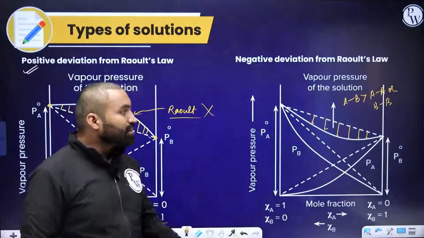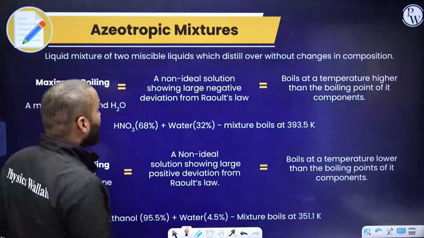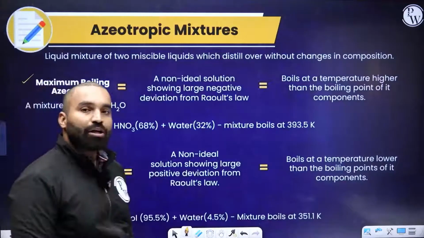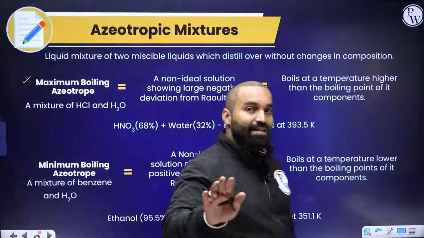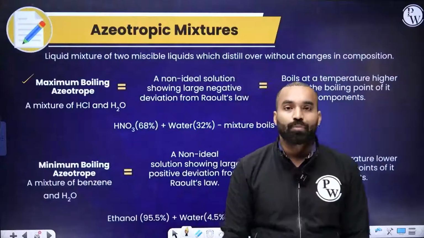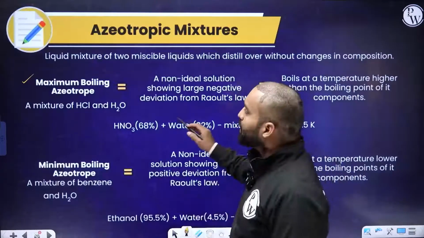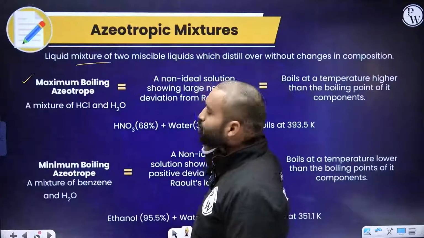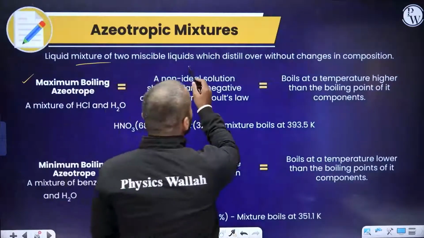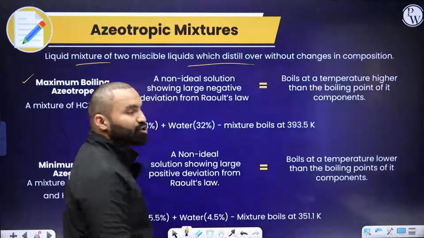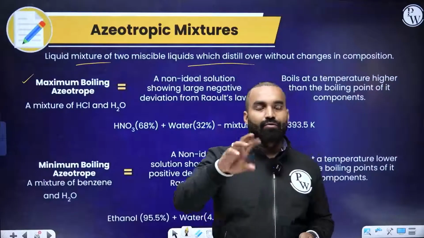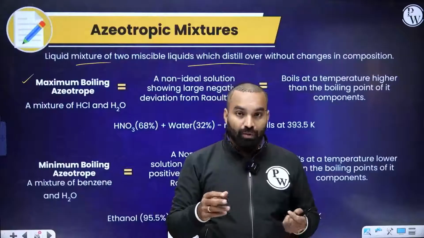Let's look at some more things now. There are going to be azeotropes. Although this is not at all a part of your NCERT, you should be aware of the term azeotropic mixture. Azeotropic mixture is the liquid mixture of two miscible liquids. Remember, it has to be two miscible liquids which distill over without change in the composition. What does it mean? Very technical term here. Suppose I take a 50-50 mixture of the two components, two liquids together.